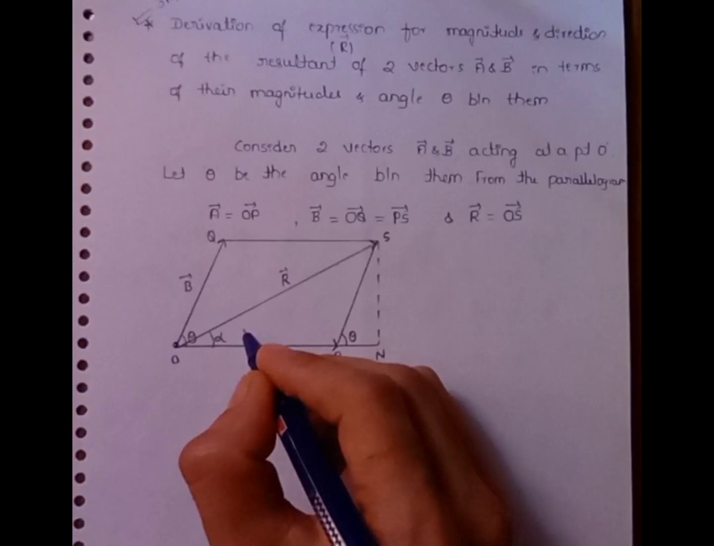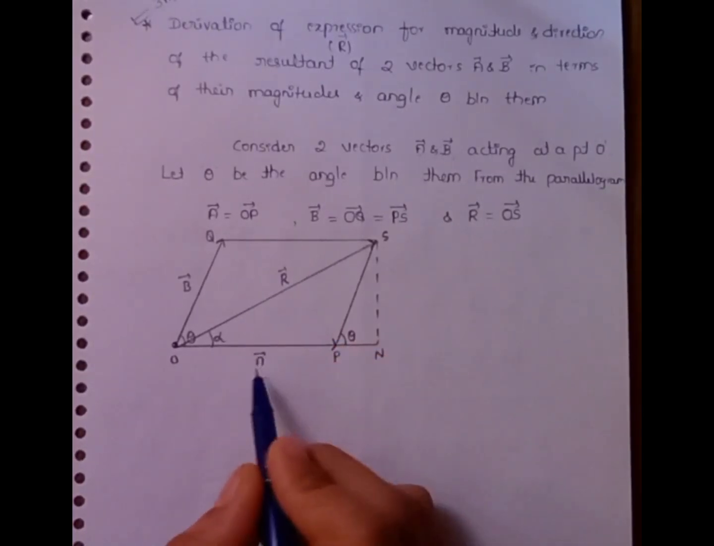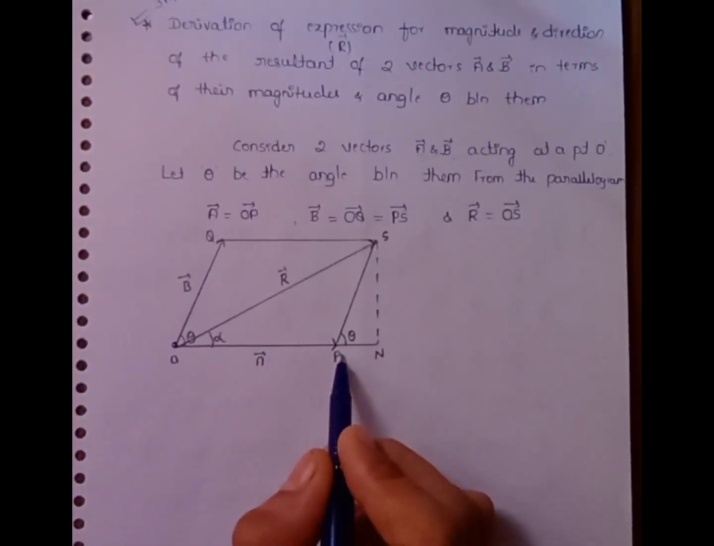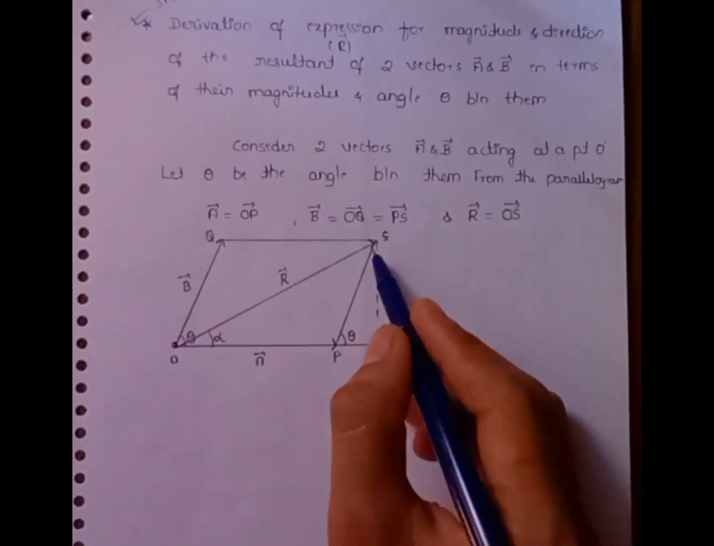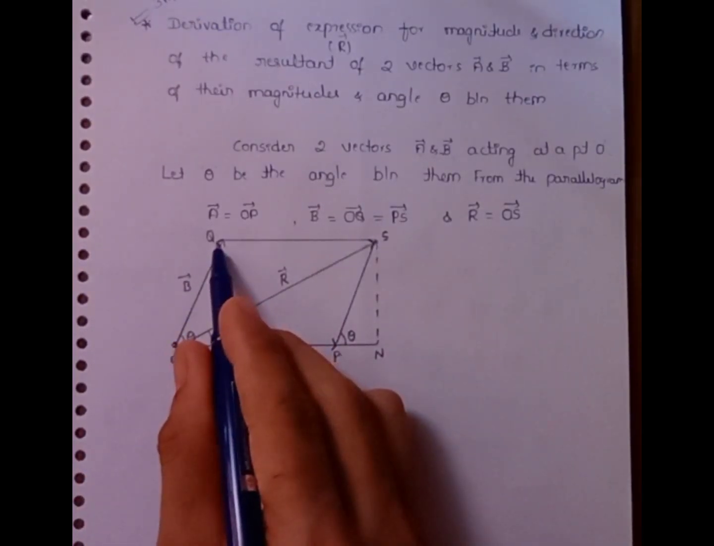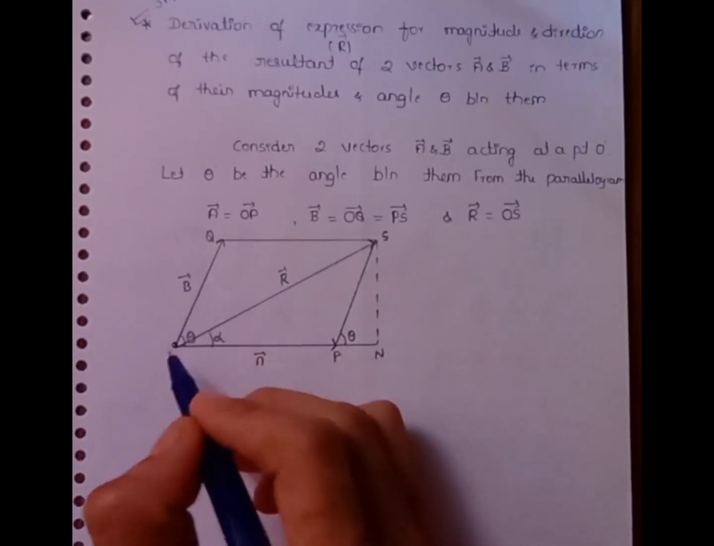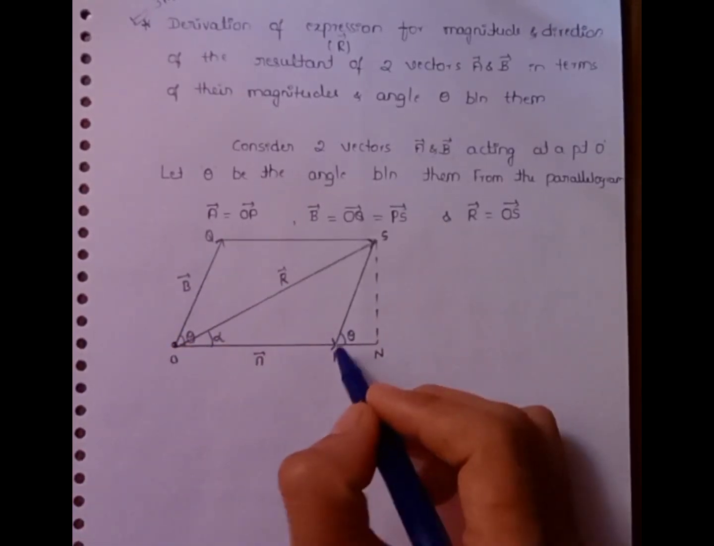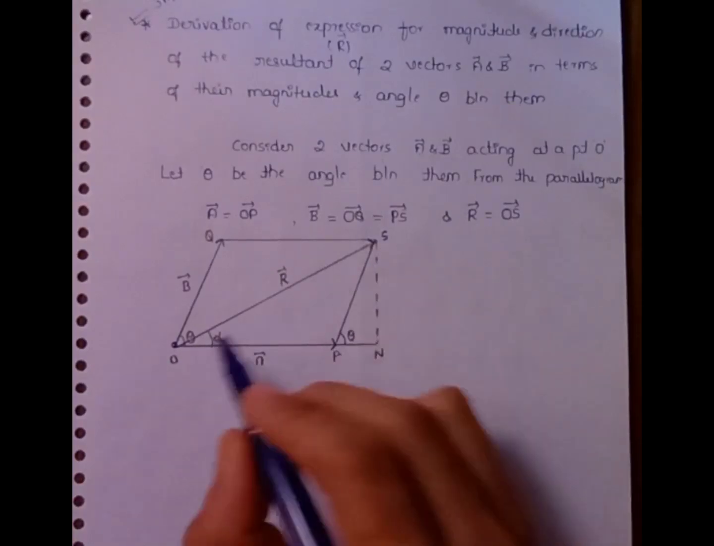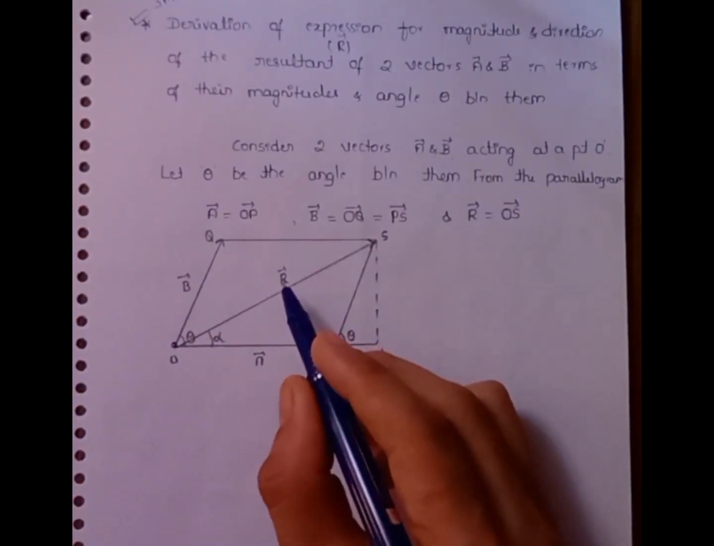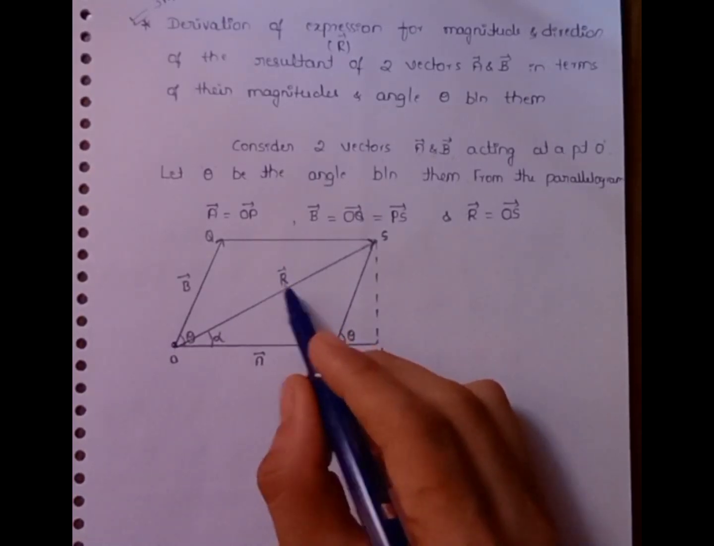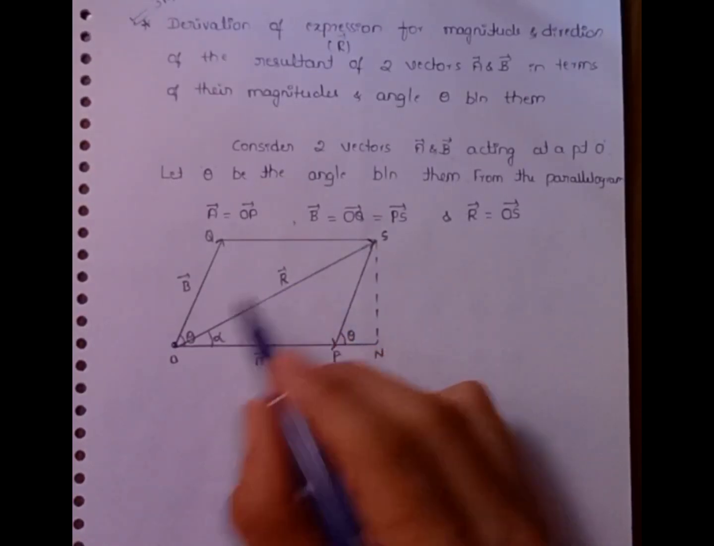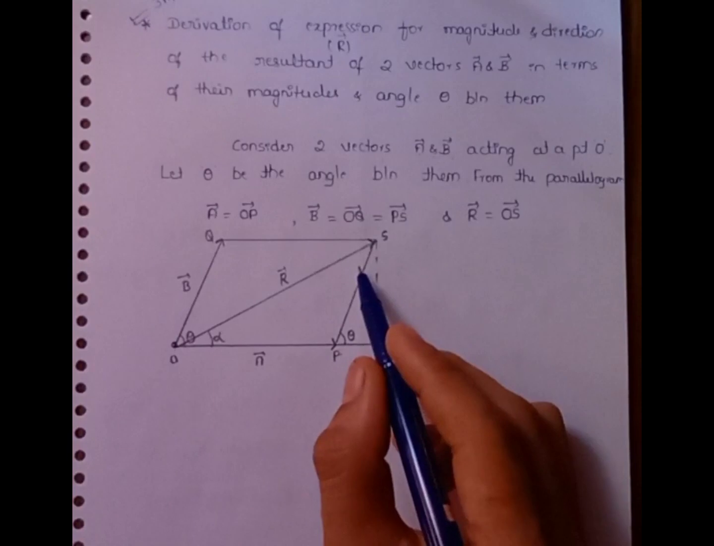From the parallelogram, how do we write this? A is equal to vector OP, and B is equal to OQ, which is parallel to and equal to PS. Means vector B is equal to vector OQ and vector PS. Then vector R is the resultant. We have to derive the expression for R. R is equal to OS.